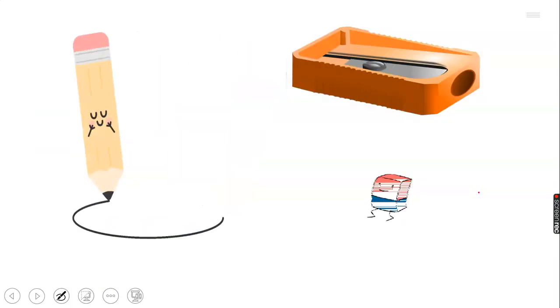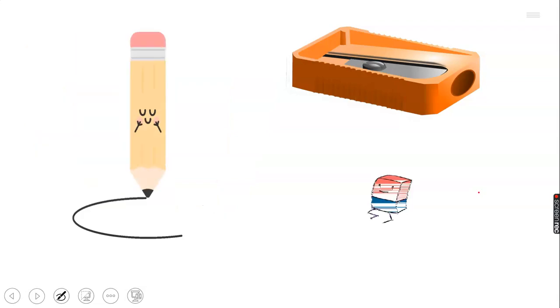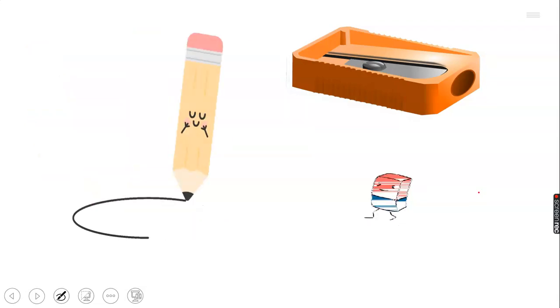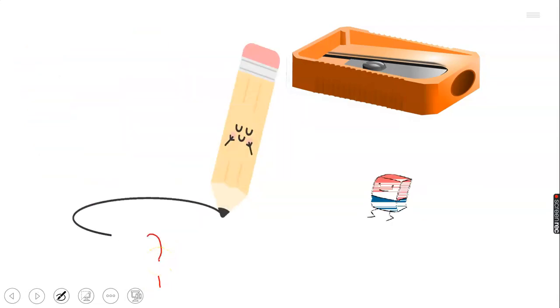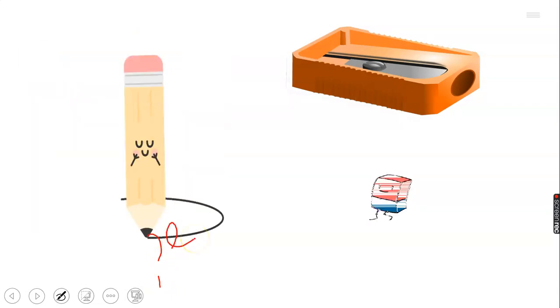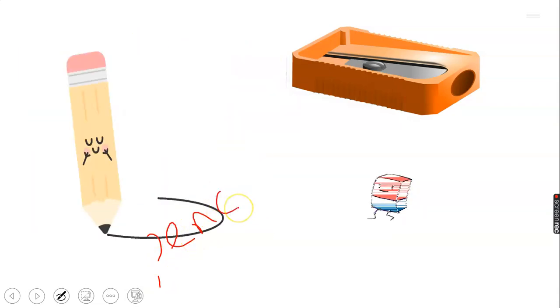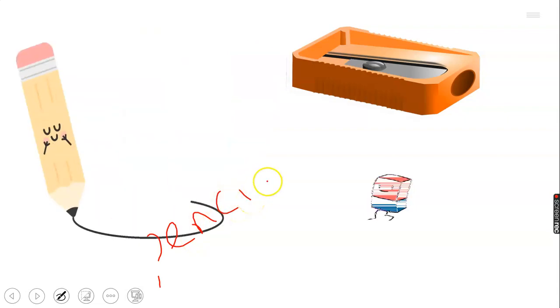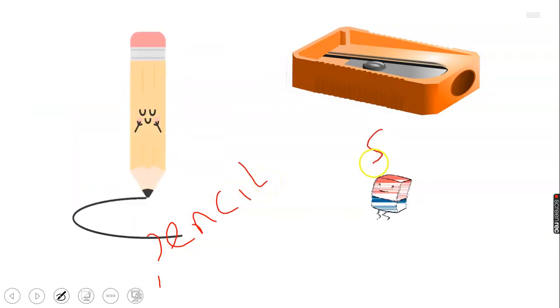You can use your lettering set to draw out whatever particular form of letter you want to cut out. Now we have a pencil, sharpener, eraser. The pencil, you can see it's already writing something down itself. Good. Now we have sharpener.